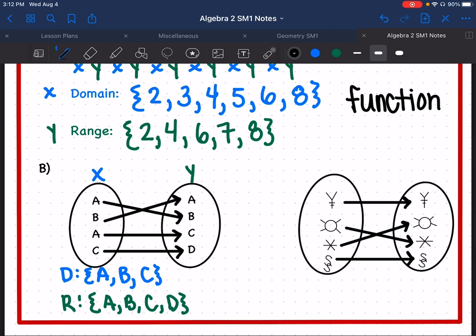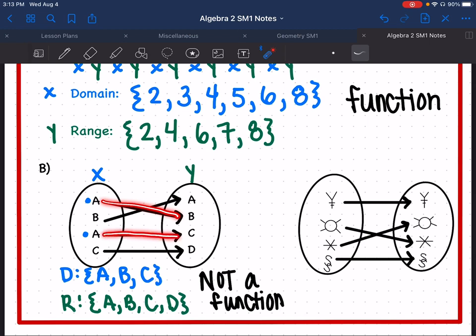Is this a function? Remember, you're counting your x's. 1, 2, 3, 4. 1, 2, 3. Is 4 equal to 3? No, that's not true. 4 and 3 are different numbers. Not a function. Why is this not a function? This is not a function because the letter A repeats. The letter A is going to the letter B right here. The letter A is going to the letter C right here. Not a function.